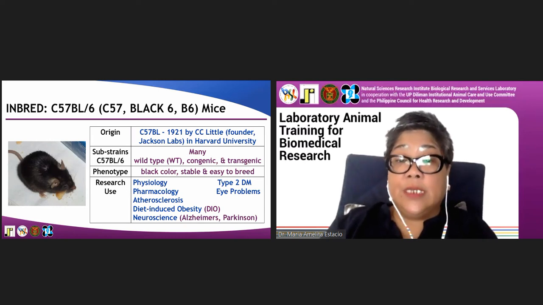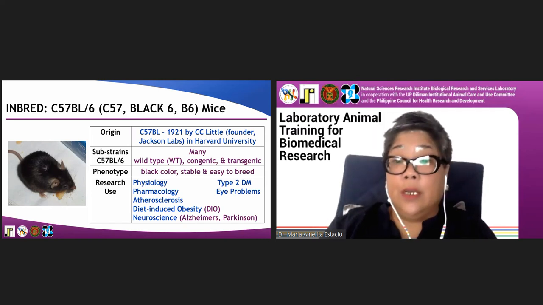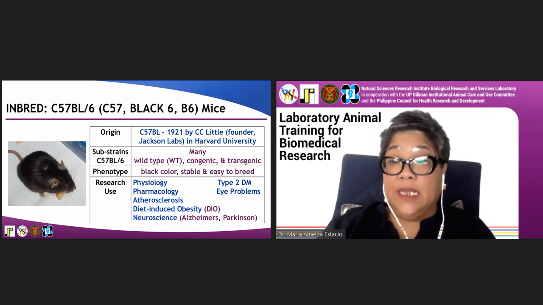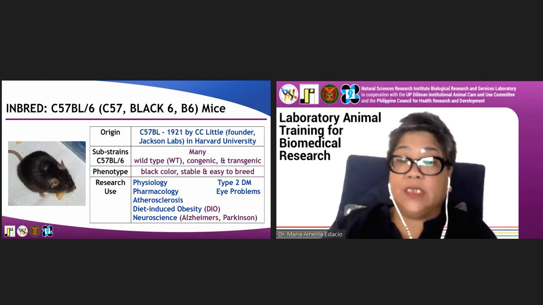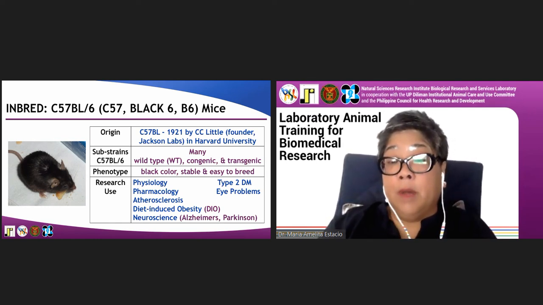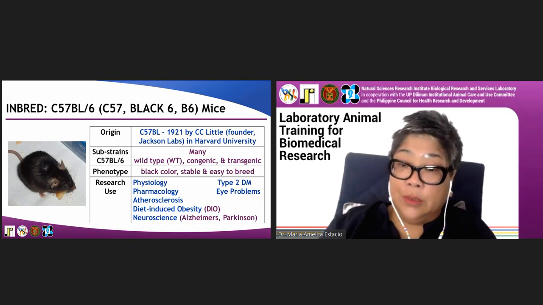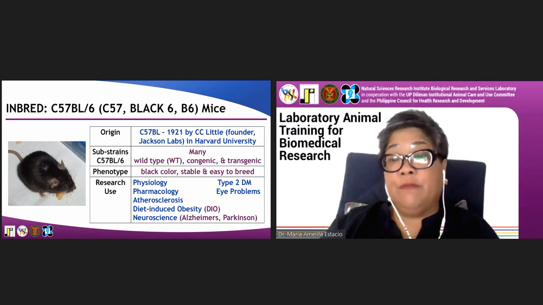So we've done researches on pharmacology, also physiology. This is also a good model for type 2 diabetes mellitus. This is also popularly used for eye problems such as glaucoma, retinal problems. It's also a very good model for cardiovascular problems such as atherosclerosis or diet-induced obesity. So if you want to create an obese model using a high-fat diet, the B6 is a good model to use. And this is popularly used also for Alzheimer's and Parkinson's research.